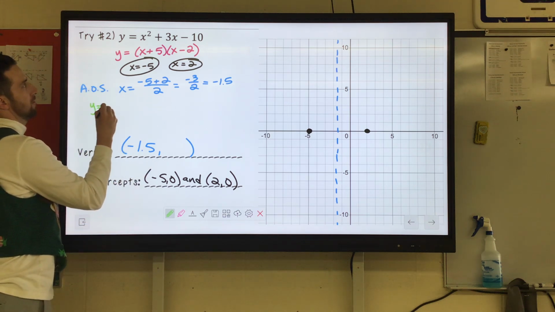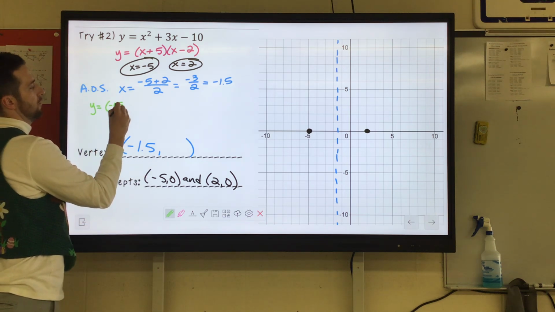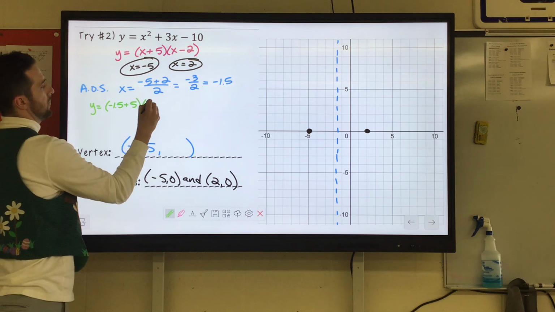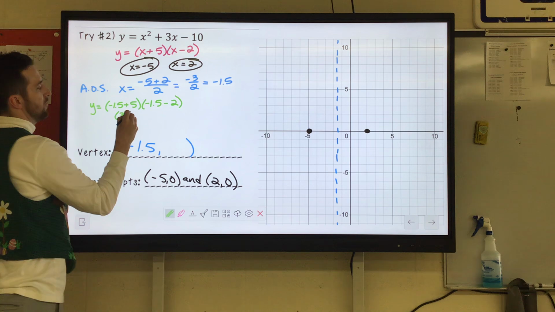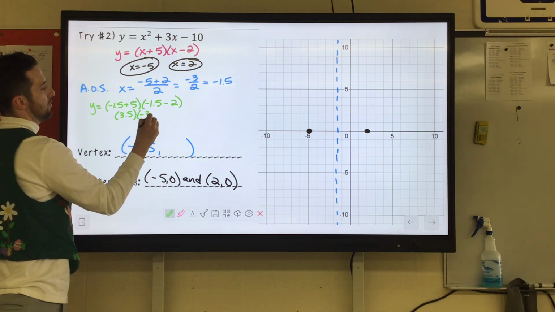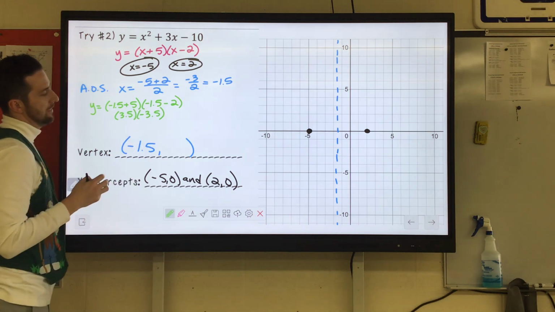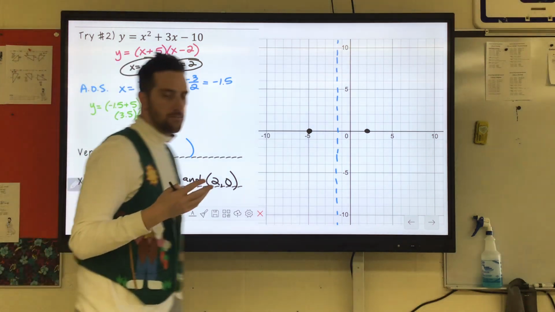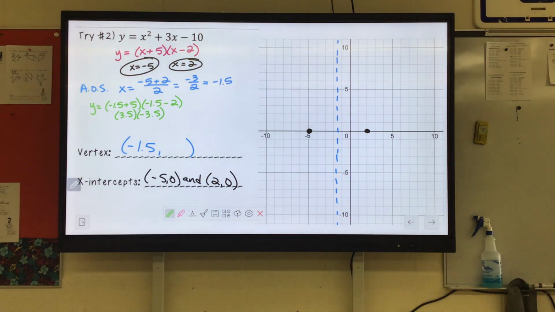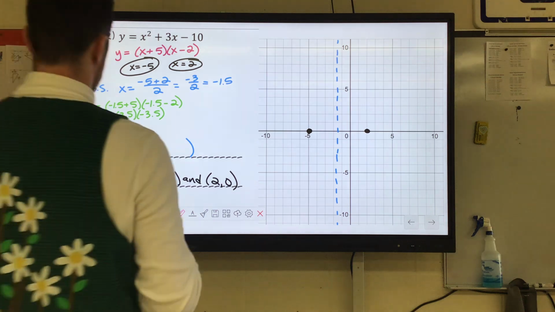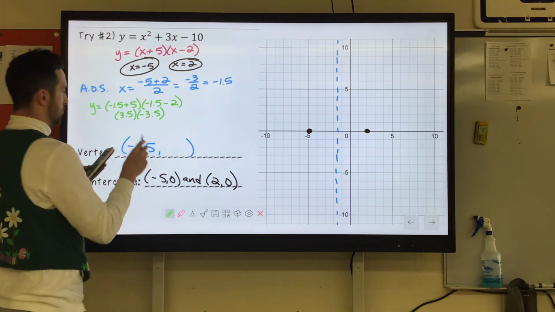Let's see. Negative 1.5 plus 5. Negative 1.5 minus 2, 3.5 times negative 3.5. I don't know what that is. 12.25 maybe? All right. Negative 12.25.